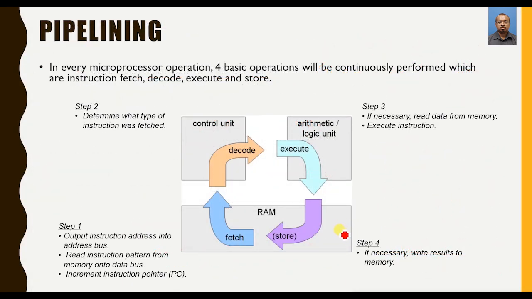Pipelining. I think I have explained this a little bit in the class. In every microprocessor operation, there are 4 basic operations continuously performed, which we call fetch, the instruction into the address bus. This is related to Q1, Q2, Q3 and Q4 just now. So total is 4 clock cycles used to perform an instruction. First of all, we fetch the instruction, and then decode, and then execute, and then store it. So the process will go on and on.